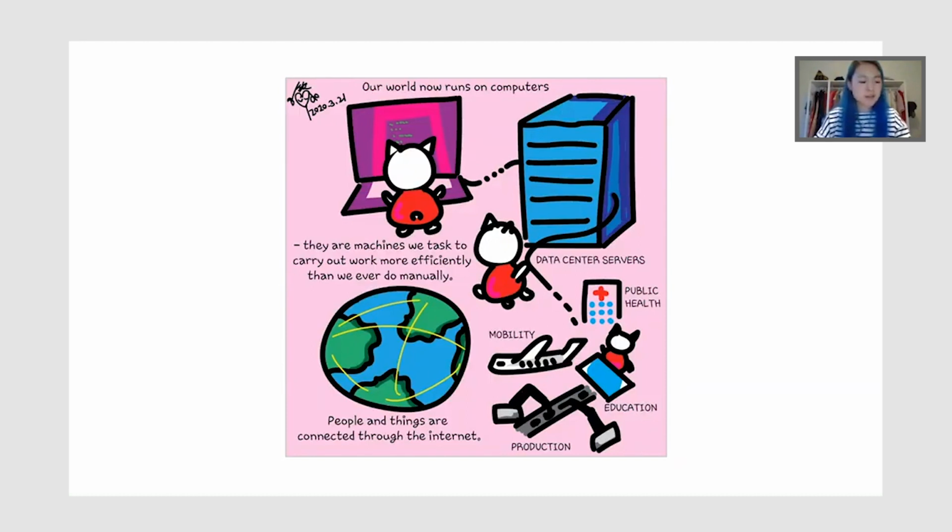A step back is to see the importance of computing. Everyone knows that all of our world, things, and people are connected with electronics and computers, with data centers. We cannot live without computers anymore.